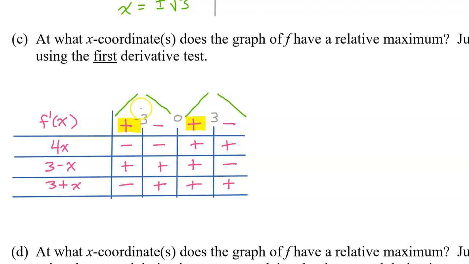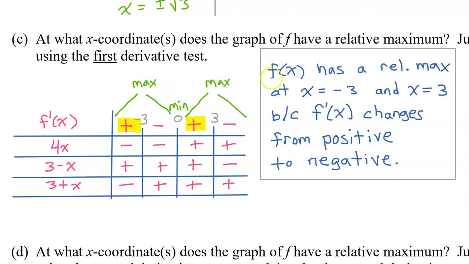So this helps us visualize that at an x value of negative 3, we're going to have a relative maximum, and at x equals positive 3, we're going to have another relative maximum. We have a relative min at x equals 0. So here's how you would summarize and justify your answer. F of x has a relative maximum at x equals negative 3 and x equals positive 3 because f prime changes from positive to negative.